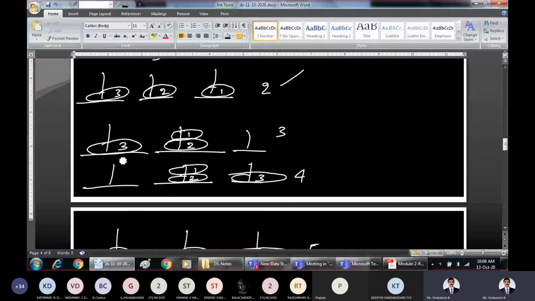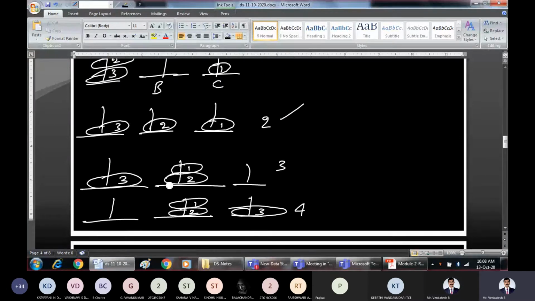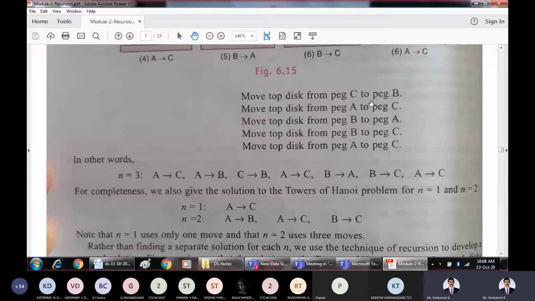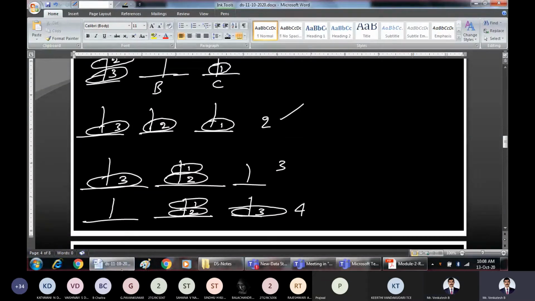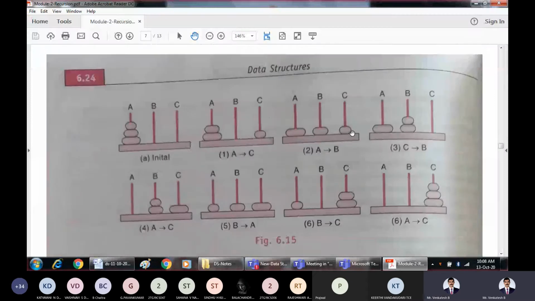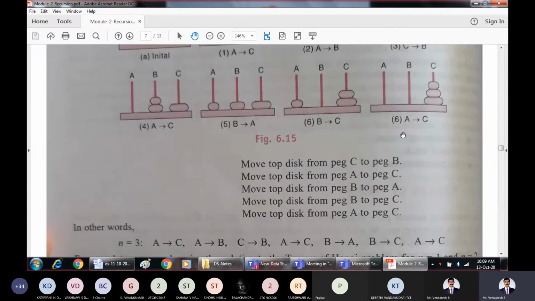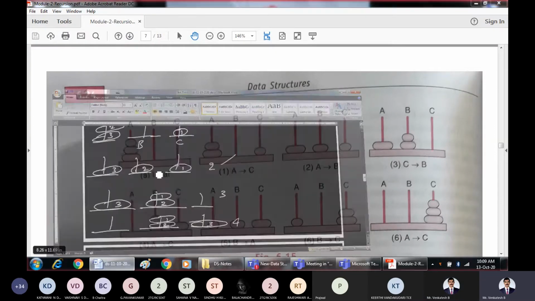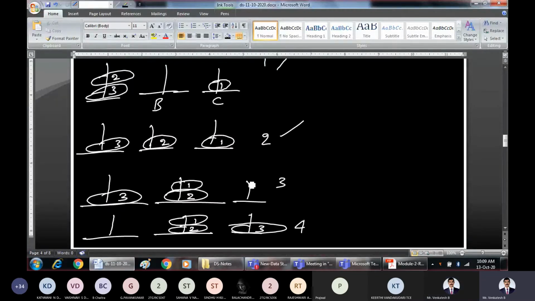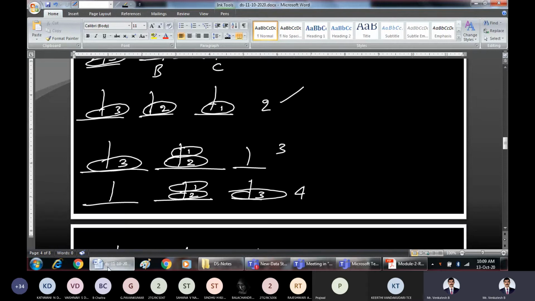Move the disk from... one second, where are we? I missed a step somewhere. Move the disk from C to B. 1, 2, 3. One second. A to B. C to B. No, it is wrong here. A to B, C to B. Yes, that is possible. What does it say? C to B. It is correct.